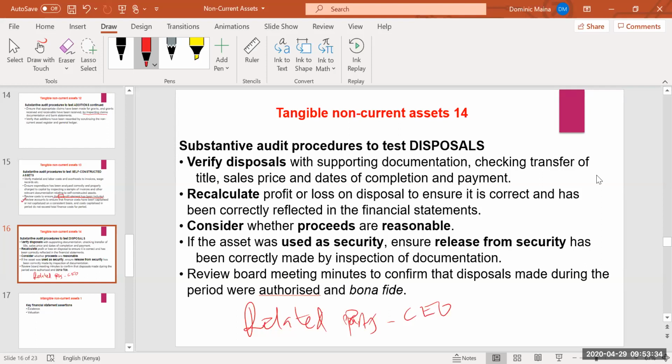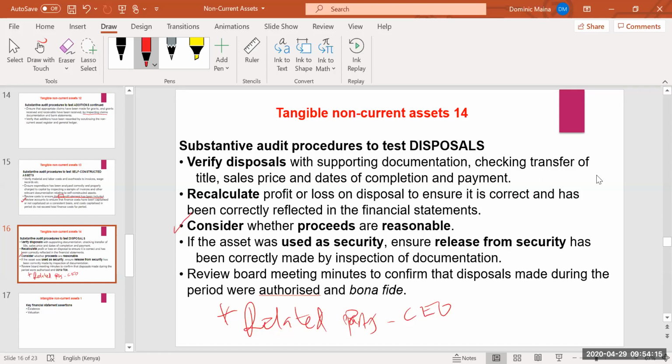As I mentioned, be careful when it comes to sales or disposals done by related parties, or coordinated transactions. Then also consider if the proceeds from the disposal were reasonable. Maybe the amount received from the disposal was 10,000. However, in the market, the company could have fetched maybe 20,000 from the disposal of that particular asset. So you have to check very well to ensure that the proceeds are reasonable.